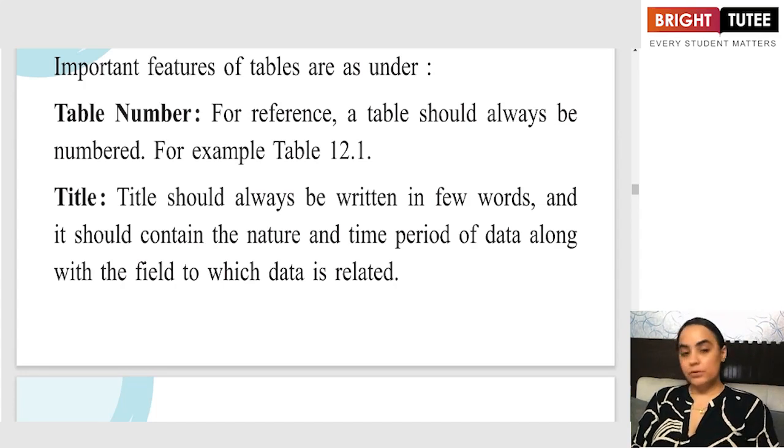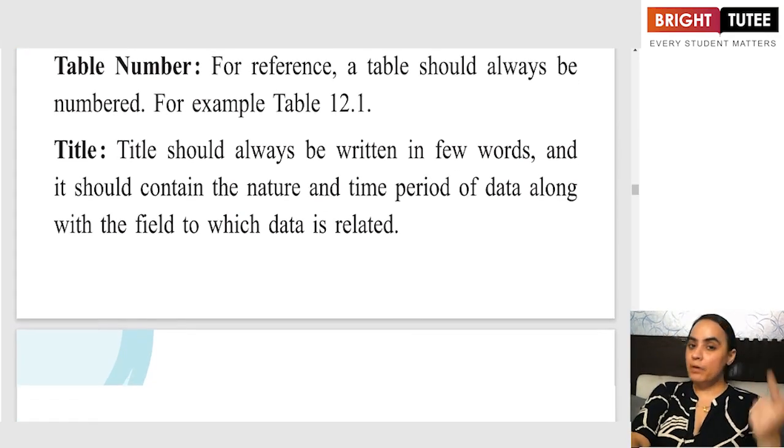Next, the table should always have a title. What is the table all about? For example, the wages of the employees, the population of the year 2020, 21, and so on. The title of the table should have few words, but what the table is about and what the period for the data is should necessarily be written. As I said, population in the bracket 2020.